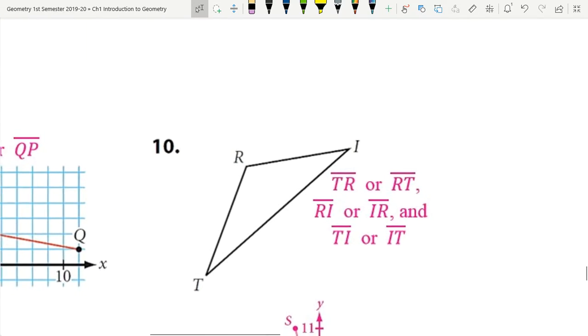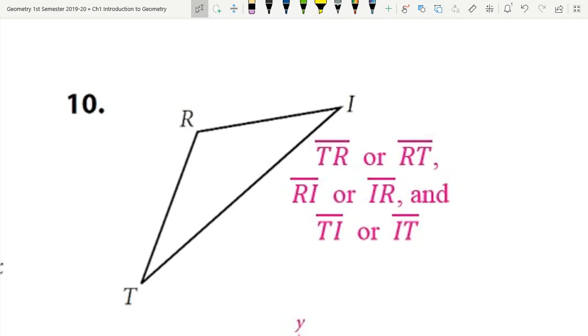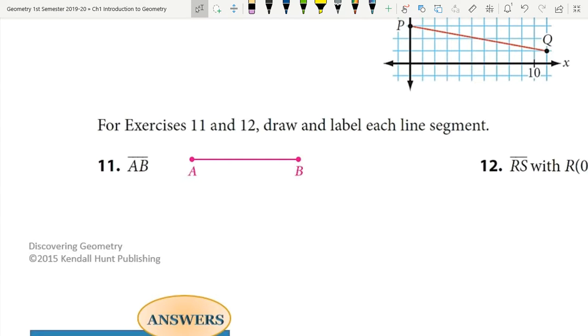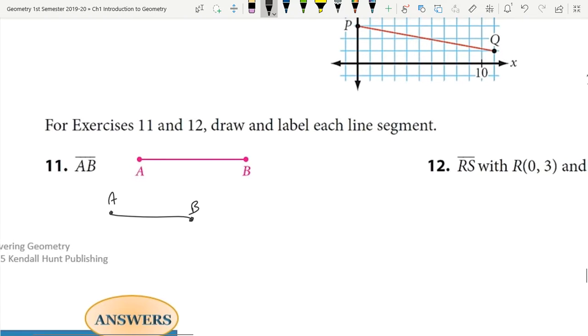Number 10. So number 10, you have a triangle, and you could either say you have 3 different line segments. You have TR, RI, and IT, or TI. You can have the letters in either order. Number 11 says draw and label each line segment. So again, with this one, just draw point A, draw a line segment, point B, and you're done.